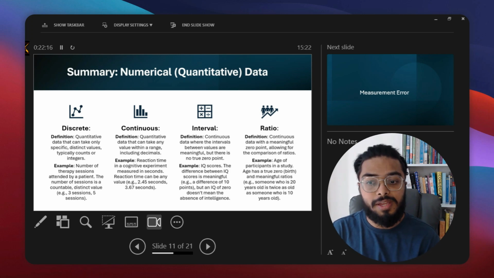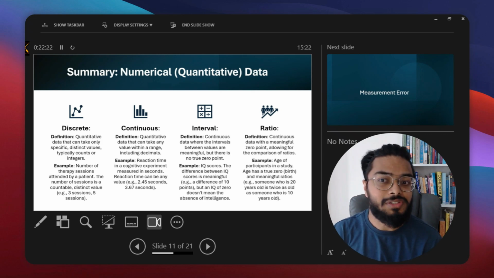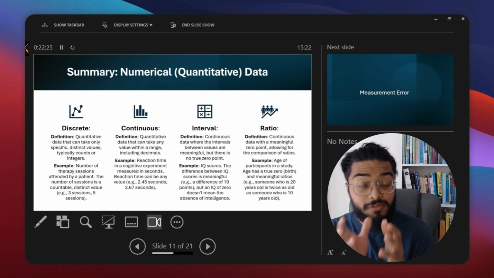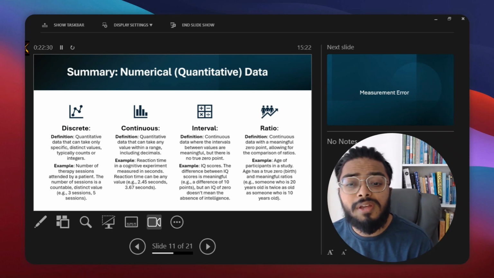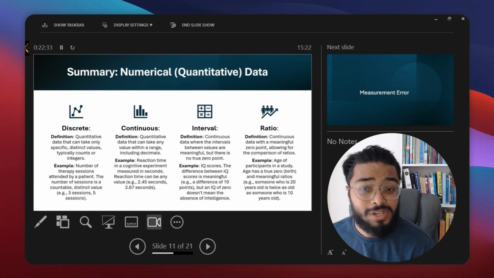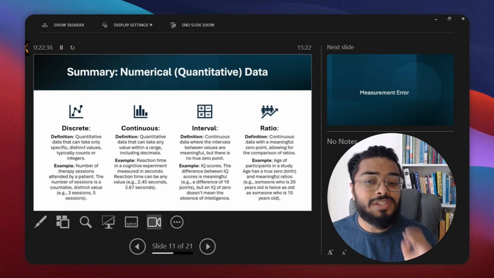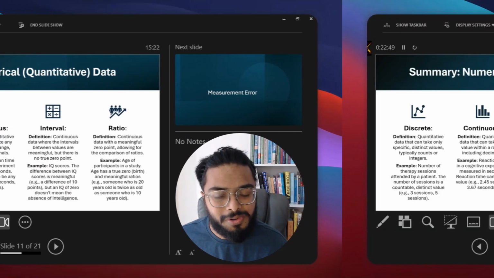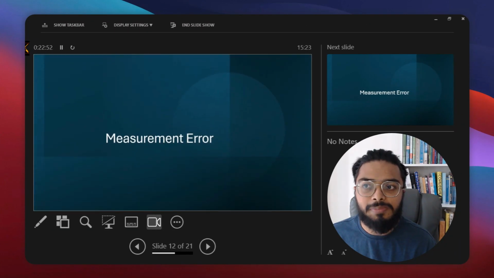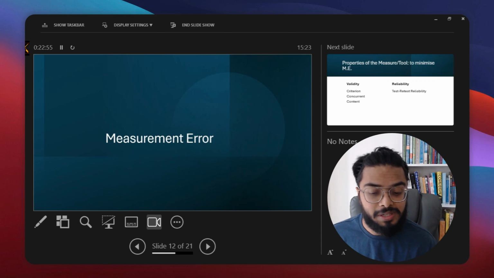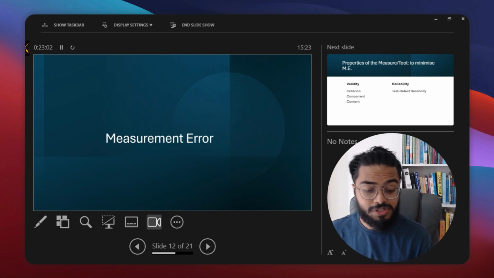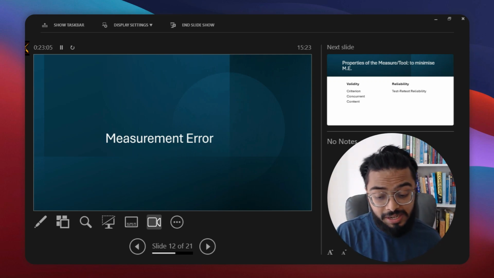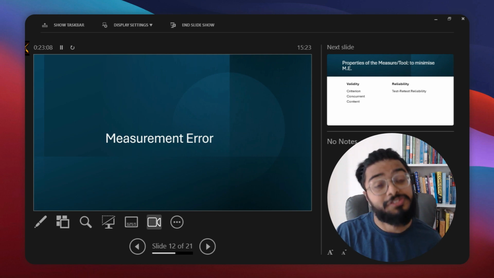For example, an IQ of 0 does not mean absence of intelligence. And likewise for ratio, on the other hand, it has a true zero value. Which means age is a ratio scale, which means if age is 0, the person has just been born. So these are some of the examples and types in which we can divide the variables in terms of levels of measurement, and using the correct level of measurement for your variables ensures that your data will be suitable for the analysis that you plan to conduct.